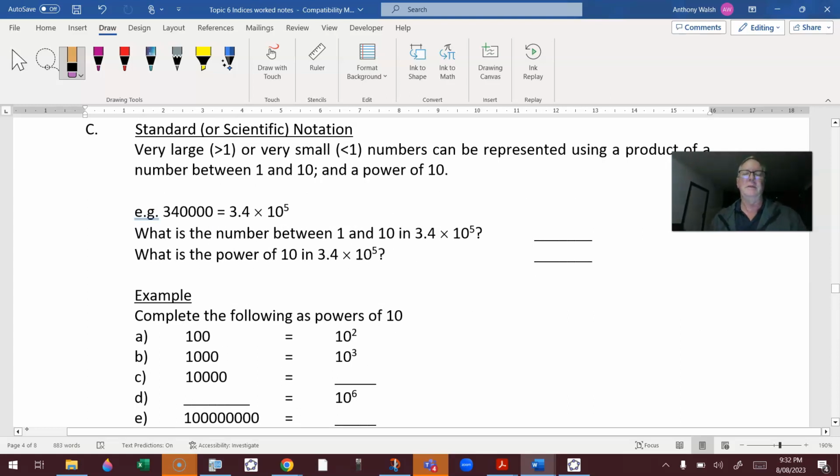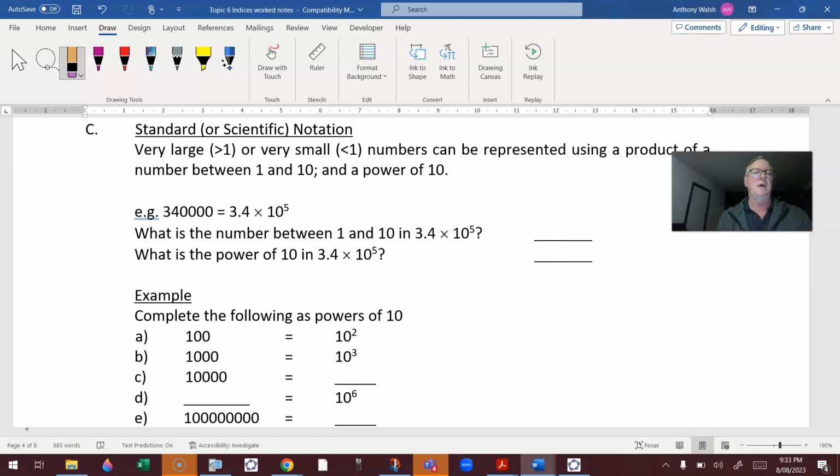So very large numbers that are greater than 1, or very small numbers that are fractions, so less than 1, these numbers can be represented using a product, which is something times by each other, of a number between 1 and 10 and a power of 10. So this scientific or standard notation has two parts. There's a number between 1 and 10, there's a power of 10, and you multiply them together.